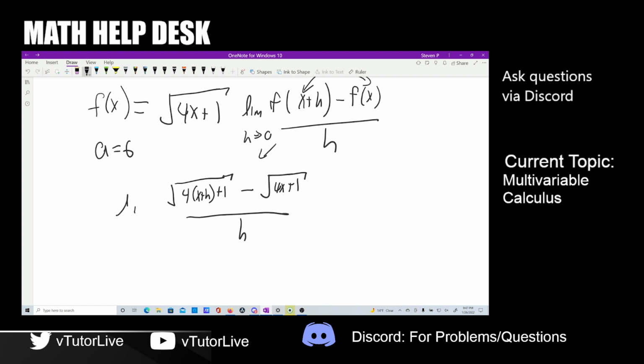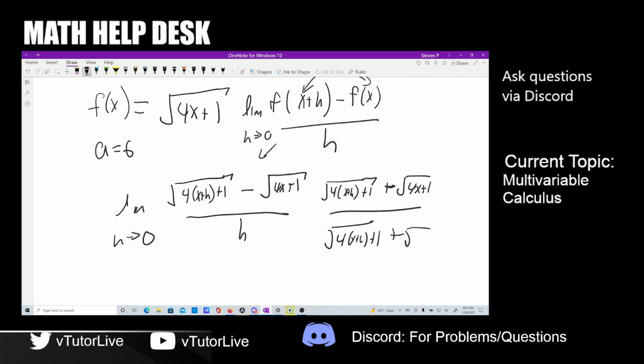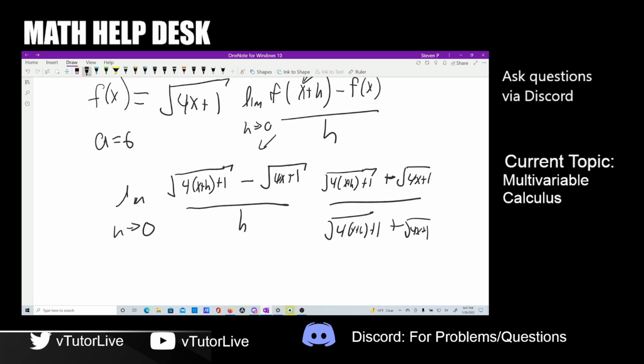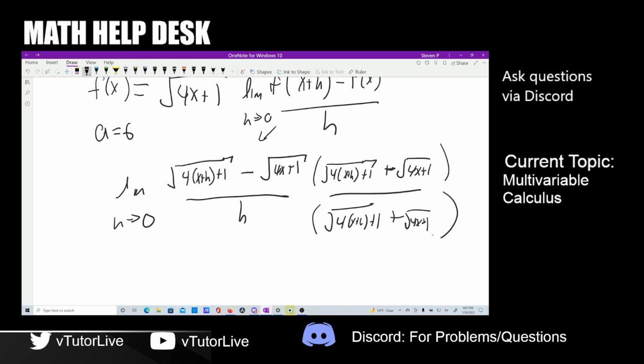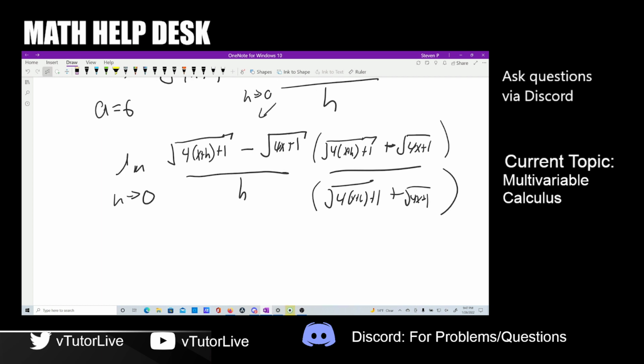Okay, limit as h goes to 0. So multiplying top and bottom by the conjugate, and stop me if you have any better ideas, because I really don't like these kinds of problems. I haven't done them in a long time. But hopefully something nice works out. So root of 4 times x plus h plus 1, plus root 4x plus 1. We're just multiplying this entire thing by 1 so it doesn't change, right?